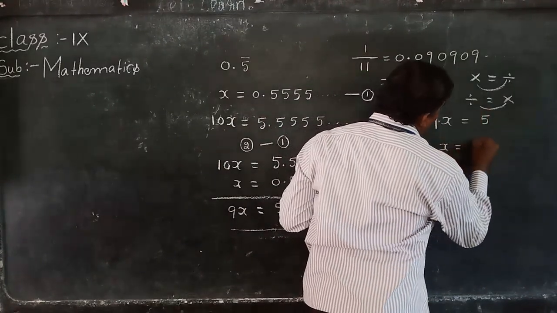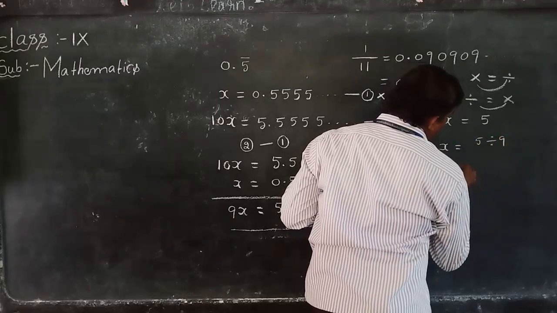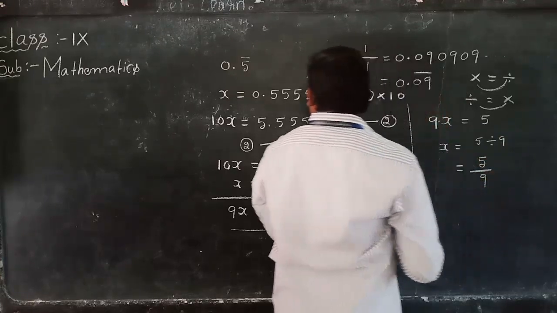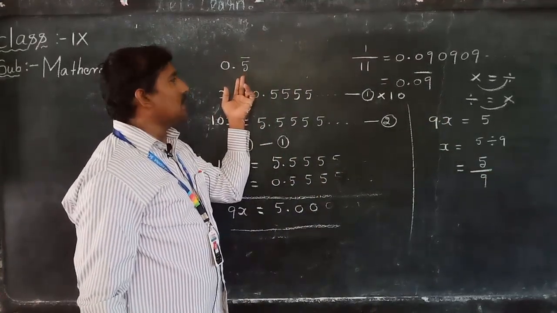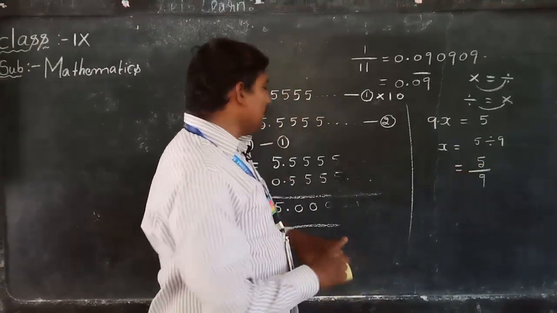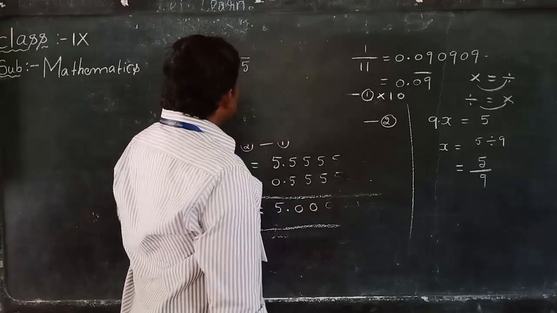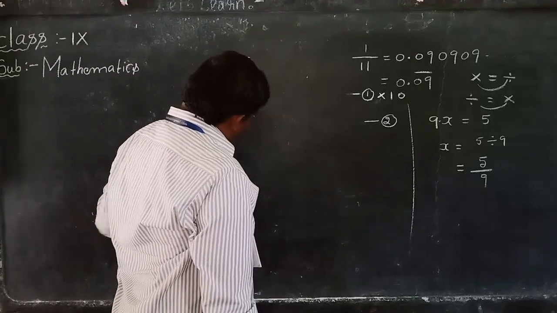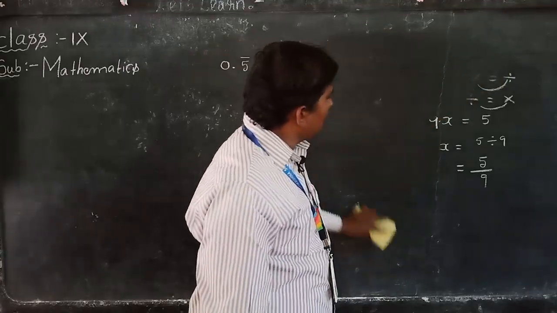So x is equal to 5 by 9. 5 divided by 9 is nothing but 5 by 9. So here 0.5 bar is a non-terminating repeating decimal, and we converted it into the rational number 5 by 9. This is one of the methods, and there is a very easy way because of some theorems, by which we can convert very easily into rational numbers.